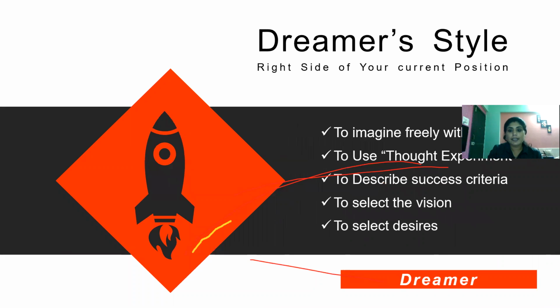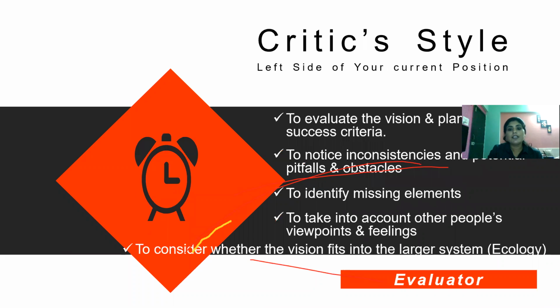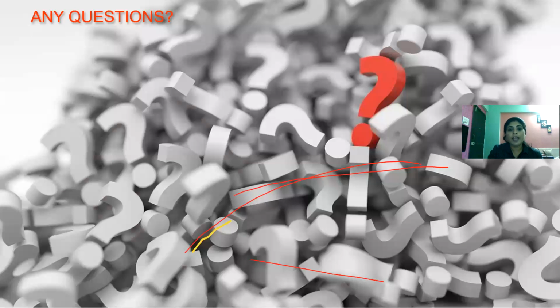The critic we have already discussed, and the dreamer we have already discussed. So this is the activity. Now we have to do this activity. If you have any doubts before starting, please let me know so that we can start. Does anyone want to ask anything?